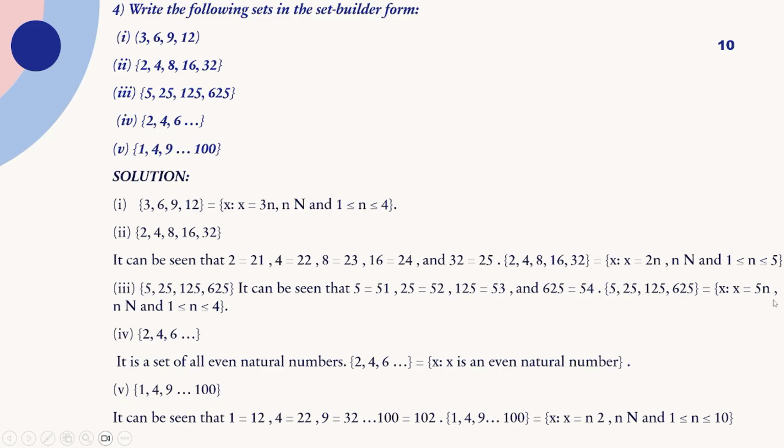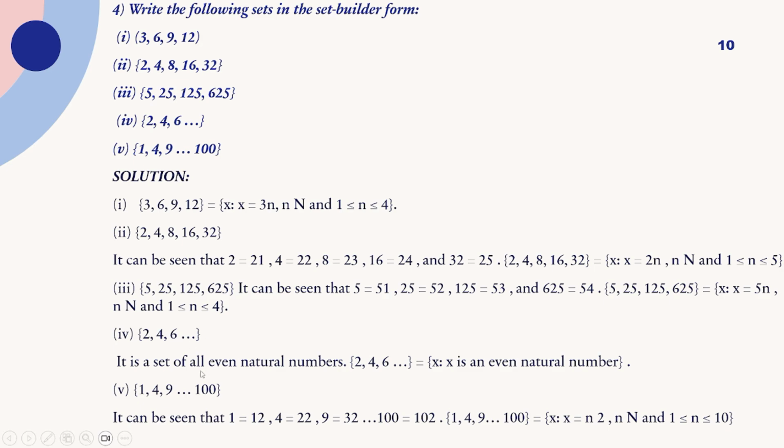So we write 5 power n, where n belongs to N, but here it is 5 power 4, so we write n less than or equal to 4 but greater than or equal to 1. Now let's discuss the fourth question, that is 2, 4, 6 and so on. They have given dot dot dot, meaning it is continuing.